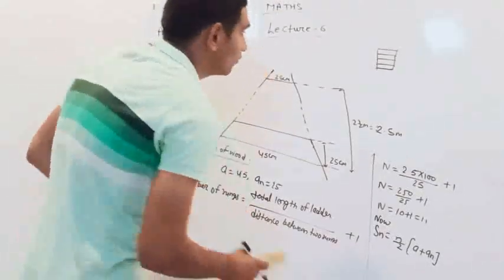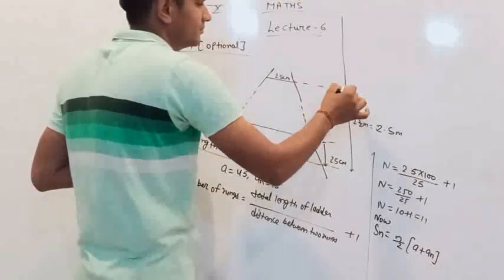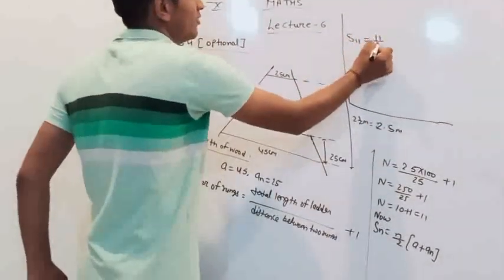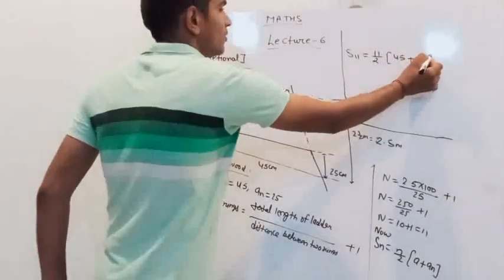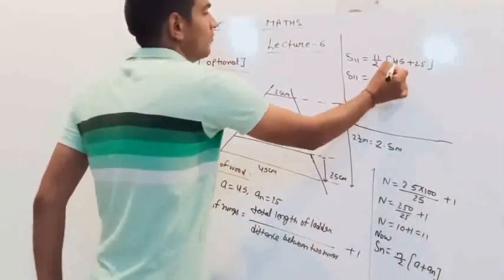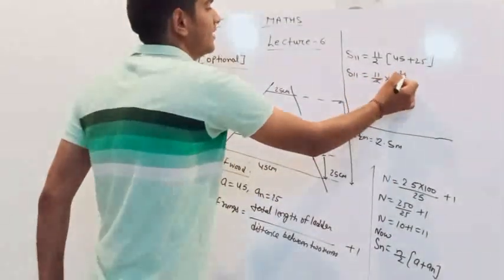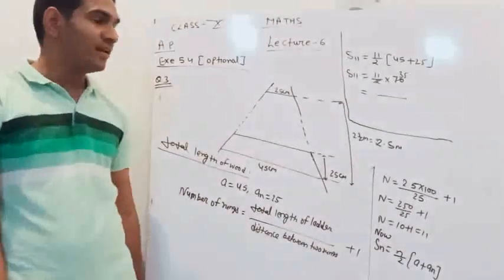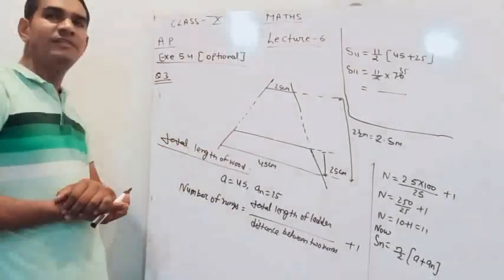So after that, how will we calculate? S11 is equal to 11 by 2. A value 45, an value 25. So S11 is 11 by 2 multiply 40 and 70 will come. After dividing, you will get the answer. So that is the total length of the rungs for which the wood is required.